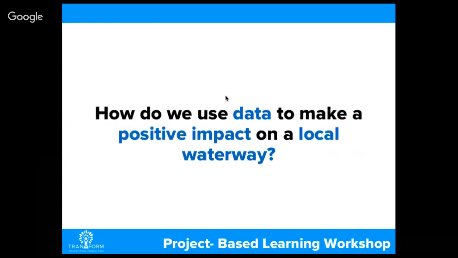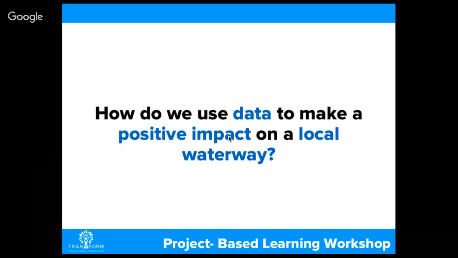So here's our question. How do we use data to make a positive impact on a local waterway? How do we use data? Now notice the three things highlighted are data, positive impact, and local waterway. The reason we put data in there is because we want students to really engage in the data collection period before they propose their solution to ensure that it's really a rich, meaningful solution they come up with, and it really utilizes some key scientific data. Positive impact, it implies that they're doing something, they're taking action.